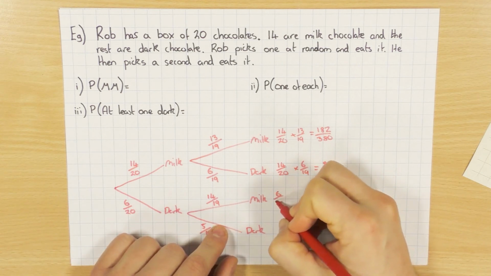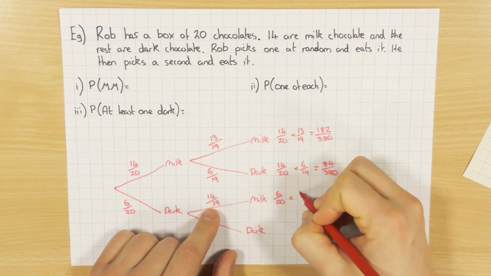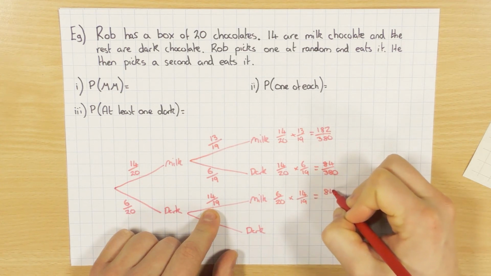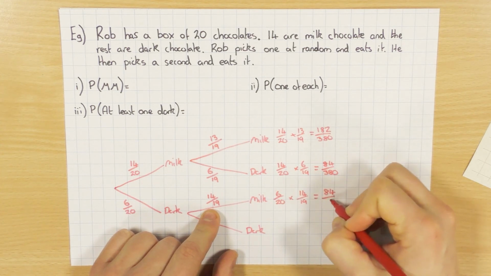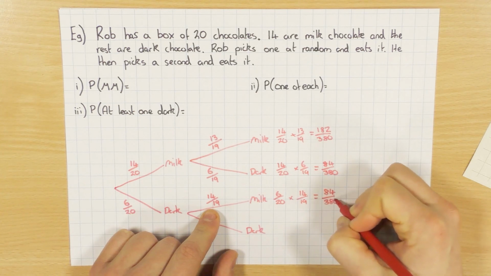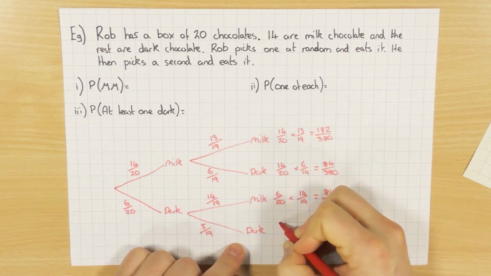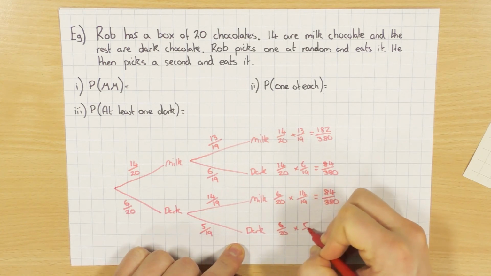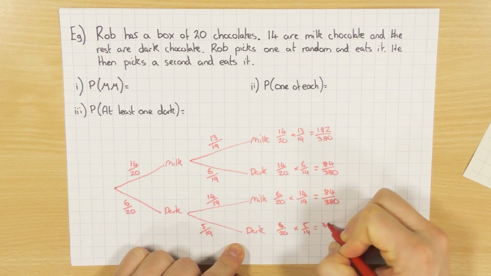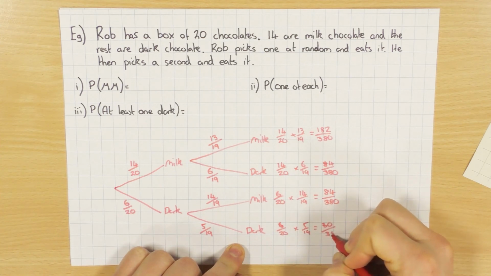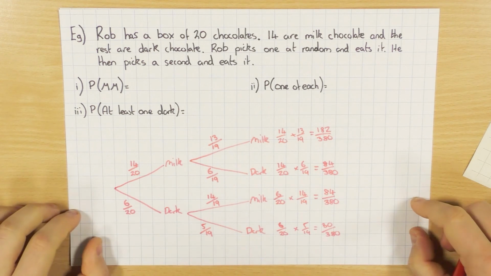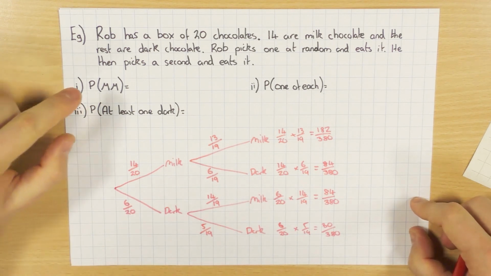Dark and milk, so that would be 6 over 20 times 14 over 19, which is 84 again over 380. And then dark, dark, so 6 over 20 times 5 over 19, and then that will be 30 over 380. Okay, so now I've got all the probabilities I could possibly need to answer any question. So let's go through it then.